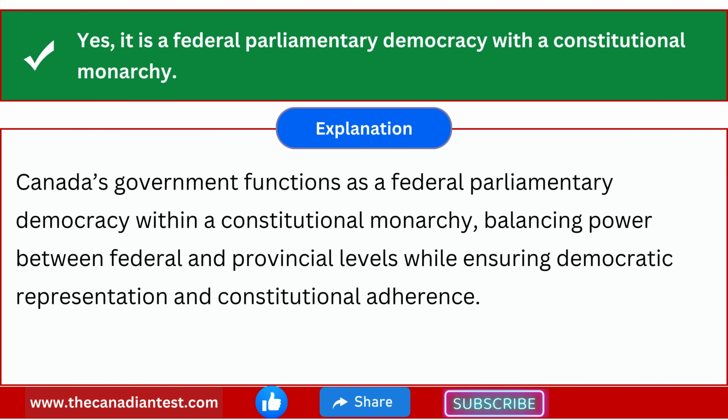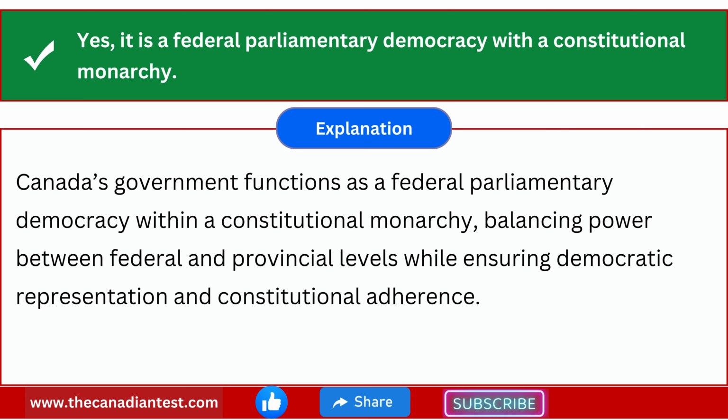The correct answer is yes, it is a federal parliamentary democracy with a constitutional monarchy. Explanation: Canada's government functions as a federal parliamentary democracy within a constitutional monarchy, balancing power between federal and provincial levels while ensuring democratic representation and constitutional adherence.